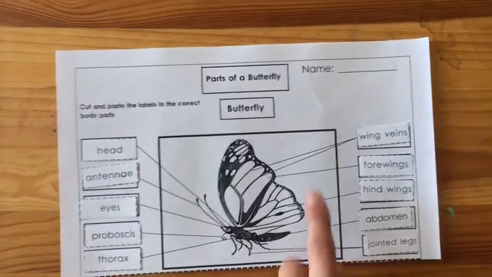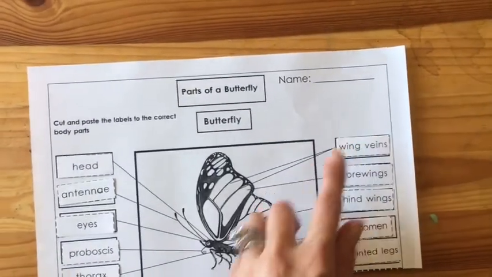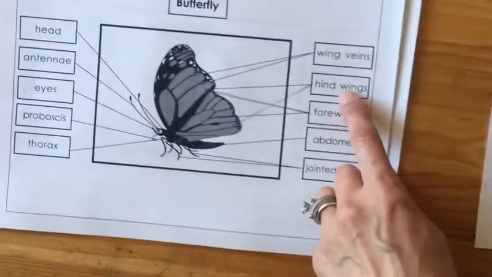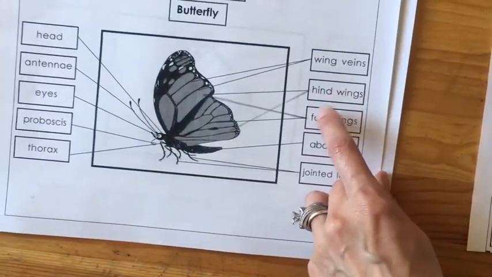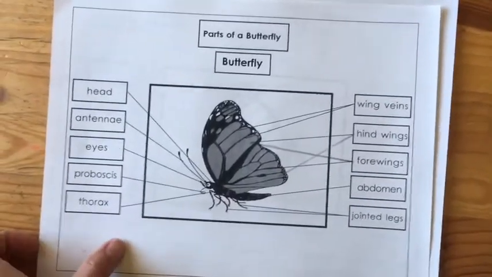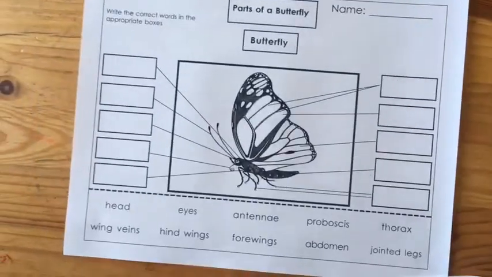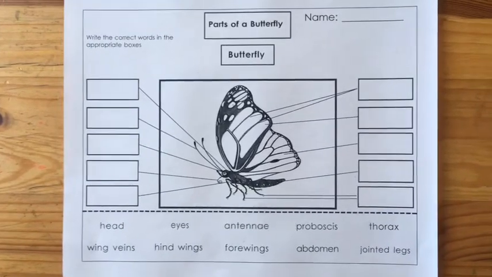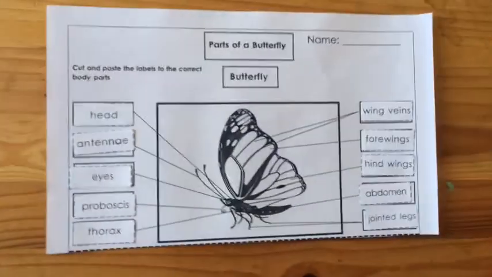Or you could print out two of these and stick them down, or you could even change this hind to fore to hind. However it works for you so that it's clear and doesn't confuse the children. And there's that blank one where the children would write it themselves. And then the colouring is definitely a fun addition. So hopefully that is fun and educational.